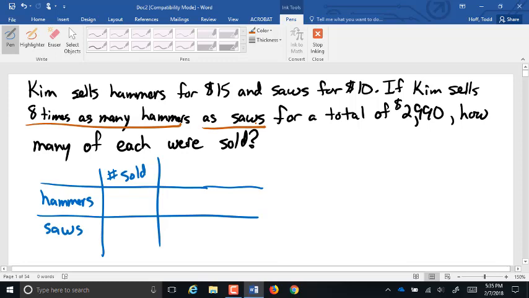Which one sold more? Hammers sold more. Which one do we need to know first? The saws. So that's X saws. How many hammers would it be then? 8 times the number of saws, 8X.